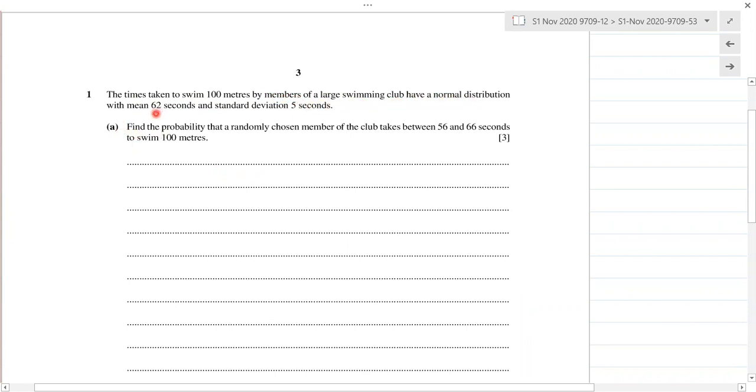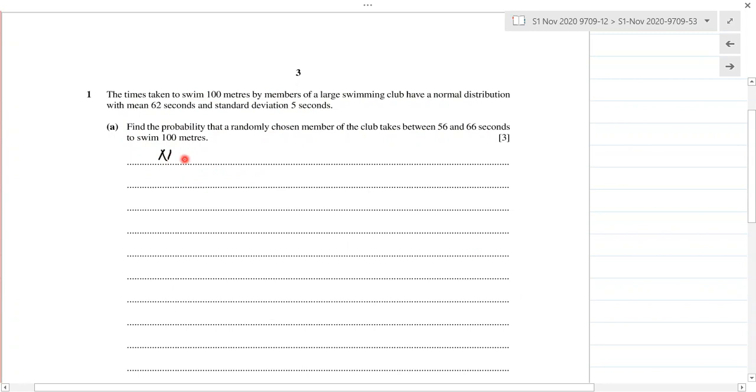a normal distribution with mean of 62 seconds and standard deviation of 5 seconds. Both of these are given in seconds, 62 seconds and standard deviation of 5 seconds. Find the probability that a randomly chosen member of the club takes between 55 and 66 seconds to swim 100 meters.